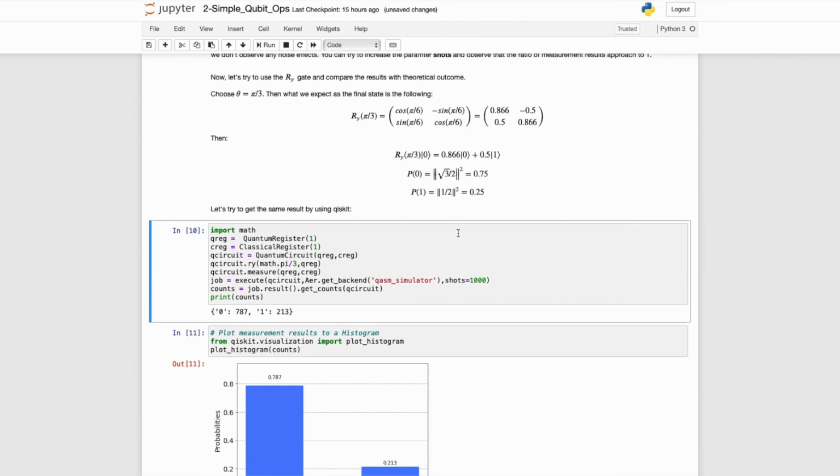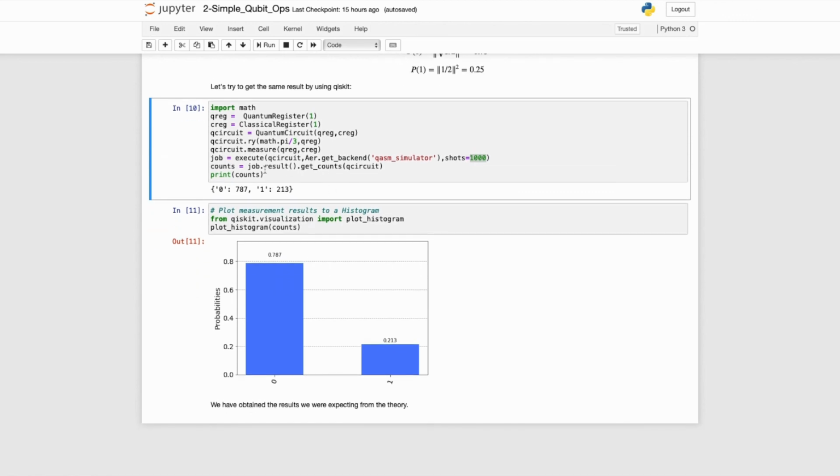So let's implement our circuit. We again use just a qubit. We import a math library to use pi from there, and we apply the RY gate to our quantum register with this pi over 3 parameter. Then this time we choose shots to be 1000 and execute our circuit.